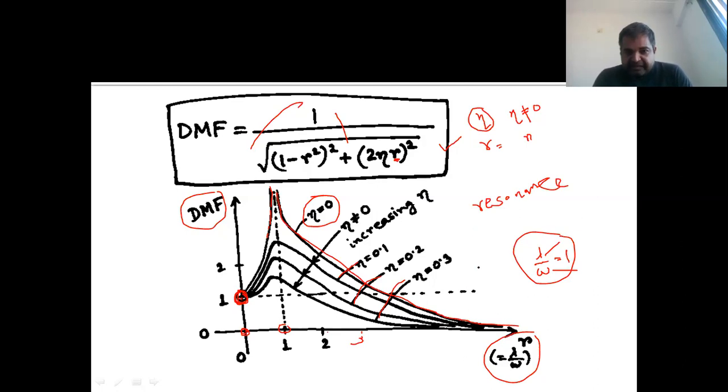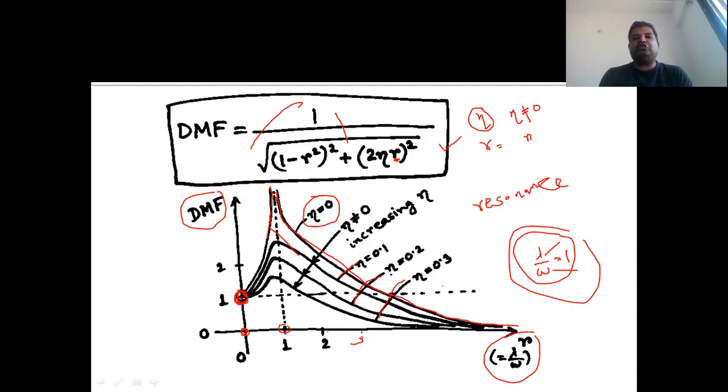You can see that when the frequency ratio is nearing 1, in all the graphs this value is higher. But this definition is not fully correct, because lambda by omega, in all the cases of damping, is not exactly equal to 1. Maybe it is 0.99, 0.97, or 0.98. So it is very, very close to 1, but not equal to 1.